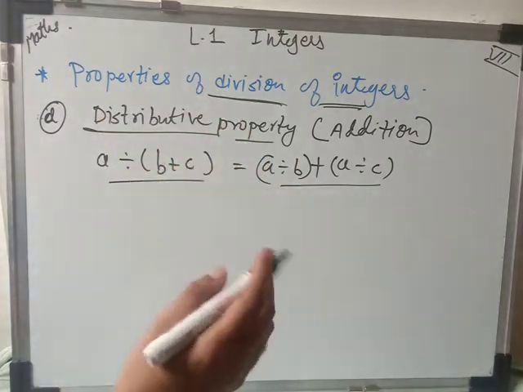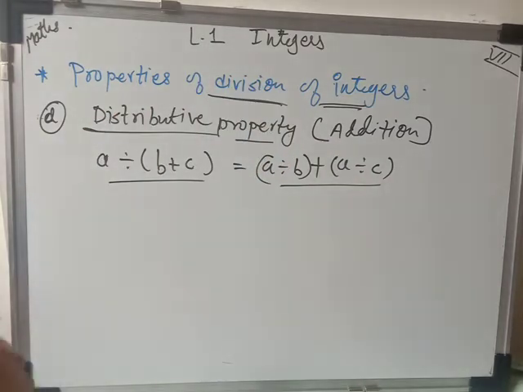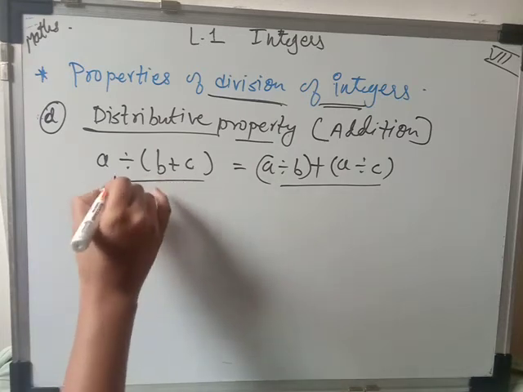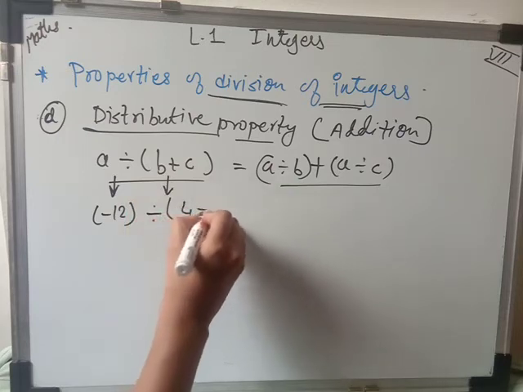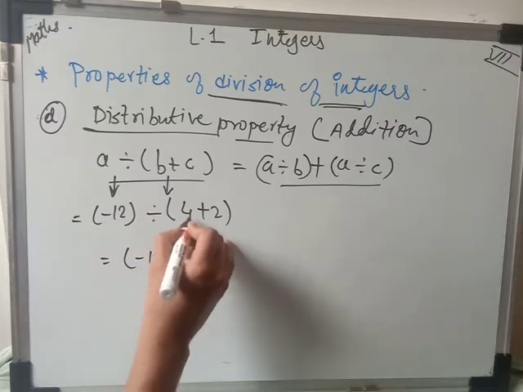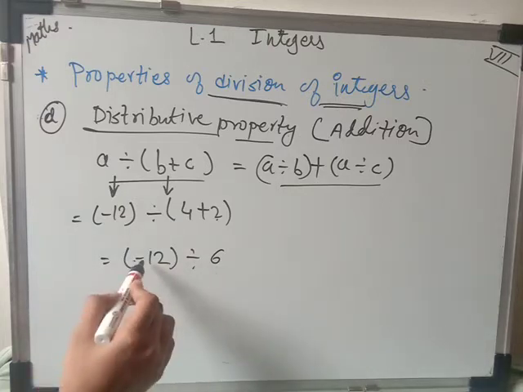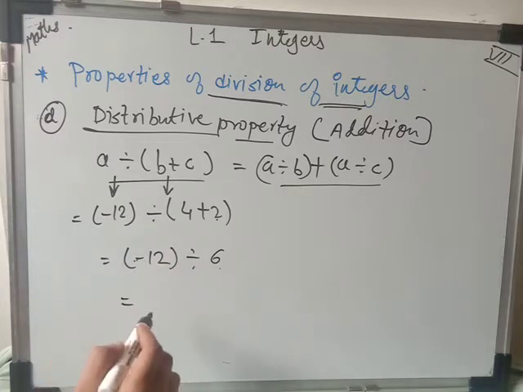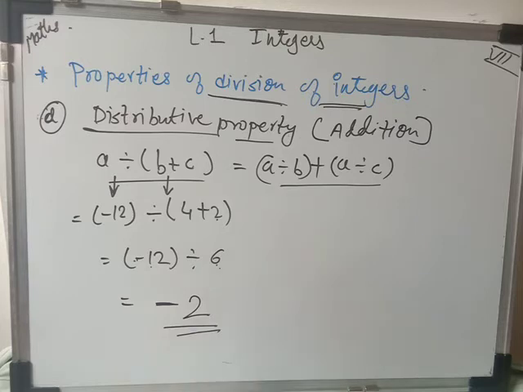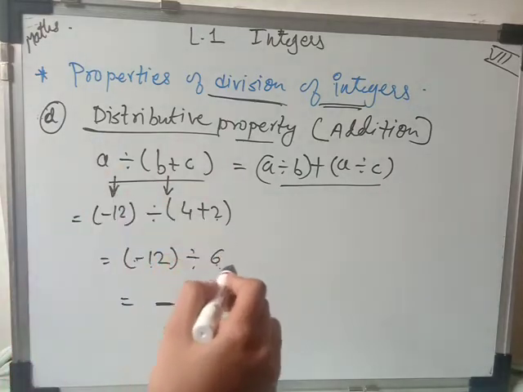If these equations give the same value, then we can say this property works for the division of integers. So in place of a, I take minus 12, and in place of b, I take 4 plus 2. Whatever numbers are in the bracket, first solve them and then divide. So 4 plus 2 is equal to 6. Again, one negative and one positive integer, so the quotient will be negative. 6 twos are 12, so we got the answer minus 2. Let's put the same integers in this other expression and see whether the answer comes out the same.